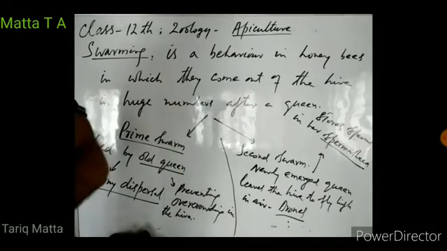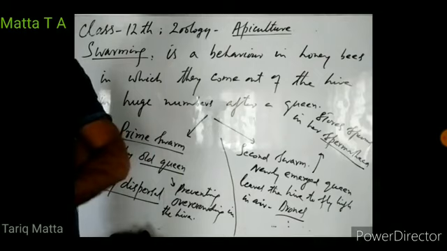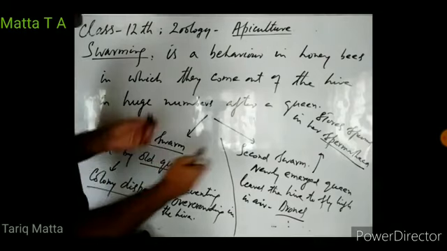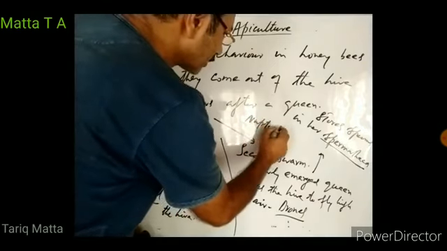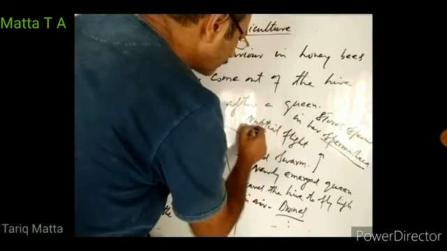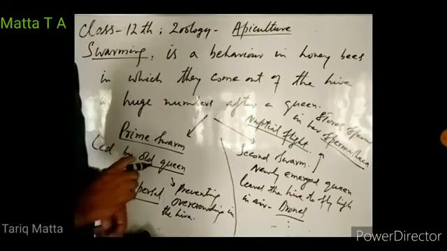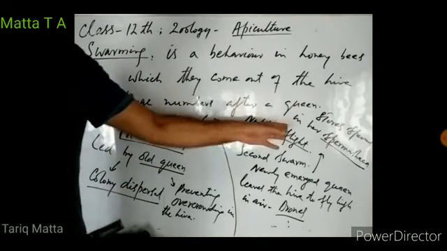When she leaves the hive, followed by many drones, this flight of the queen in the second swarm is known as nuptial flight. The queen mates for the first and last time in this flight.